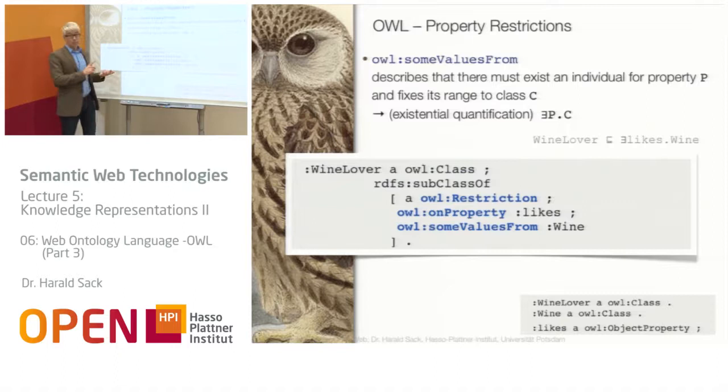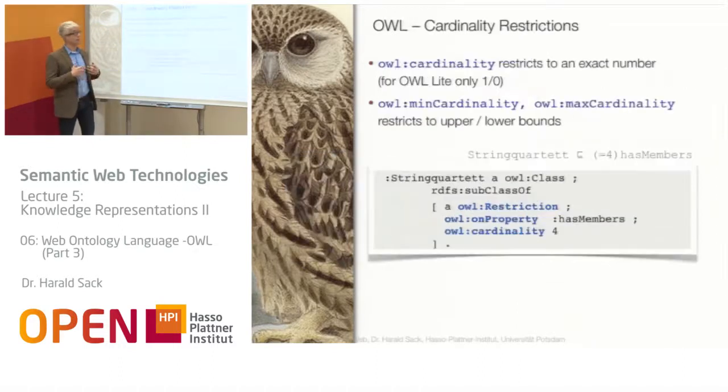Okay, so we have now universal quantification and existential quantification. In the end, let's have a look at the cardinality restrictions or number restrictions. Here, we also have the possibility to restrict properties according to the number on which they should apply. And we do this with the OWL vocabulary word OWL cardinality. This restricts to an exact number.